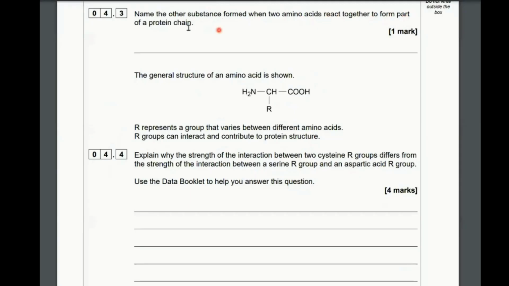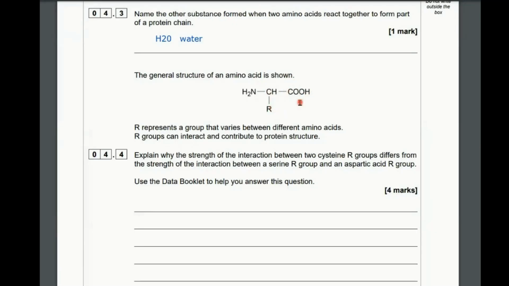Okay, 4.3. Name the other substance formed when 2 amino acids react together to form part of a protein chain. So we just saw that from my drawing before. You get a water molecule being released, and remember you get 2 water molecules, one from the middle and then one from either end, where you've got the other peptide chain bonds forming.